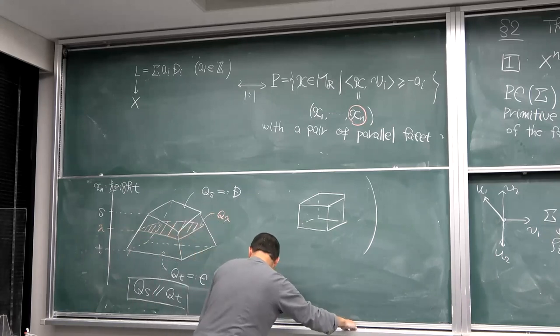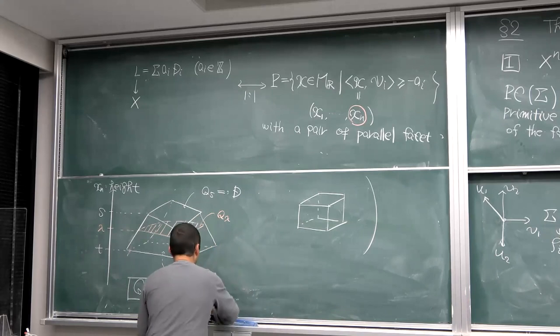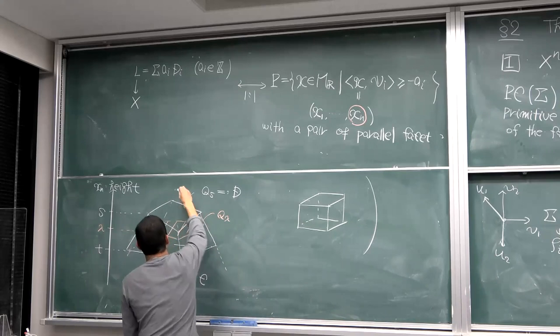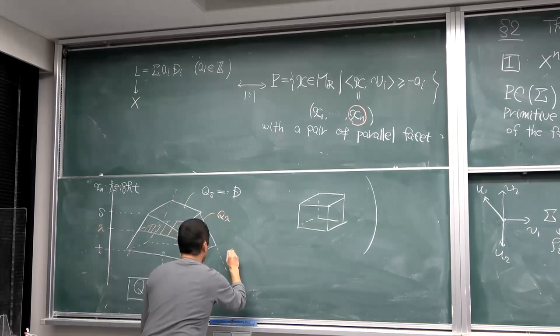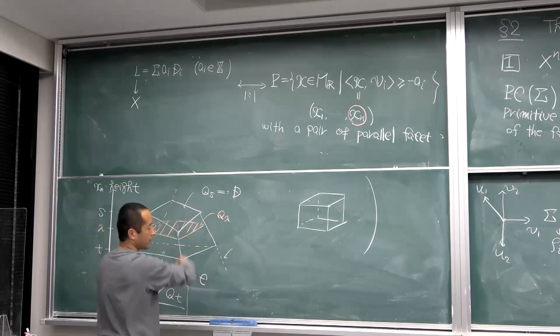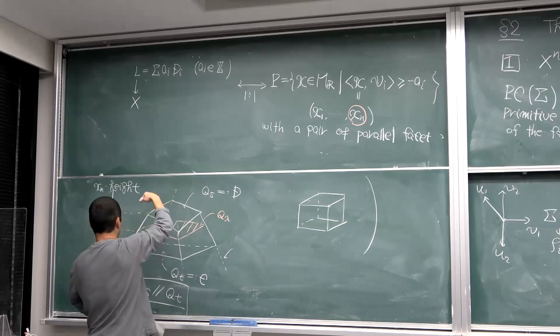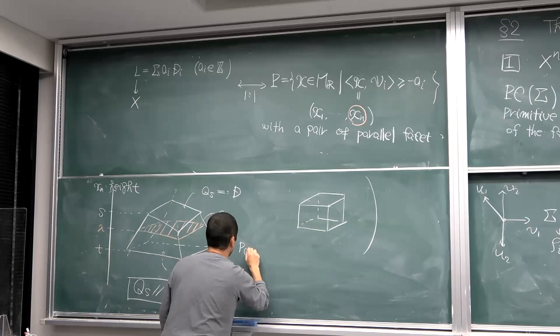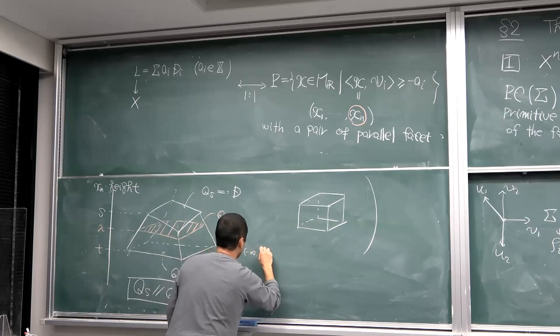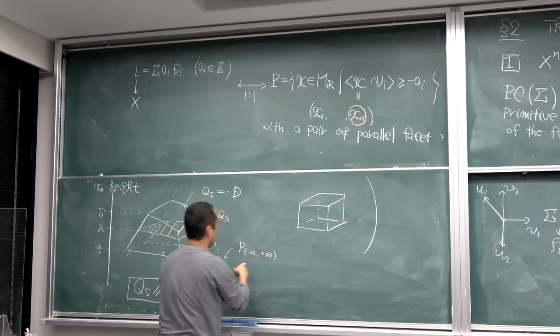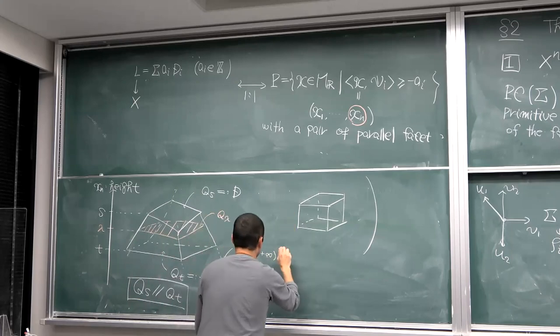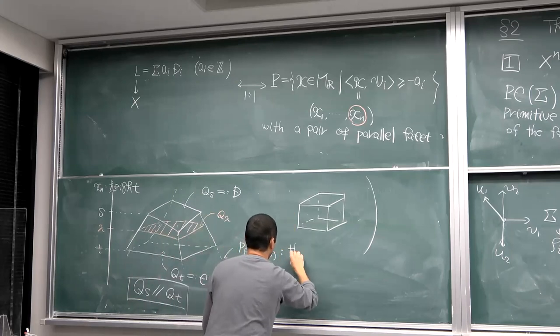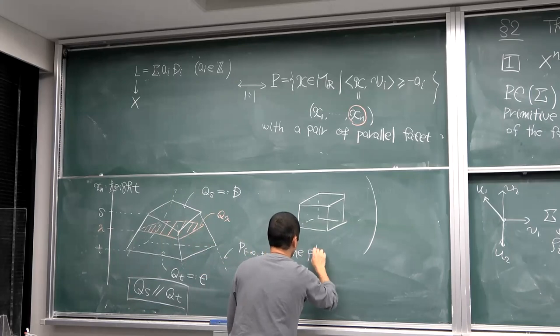Now we consider this kind of pillar. We consider it infinitely, from negative infinity to positive infinity, so this is a pillar including the original point of the pillar.